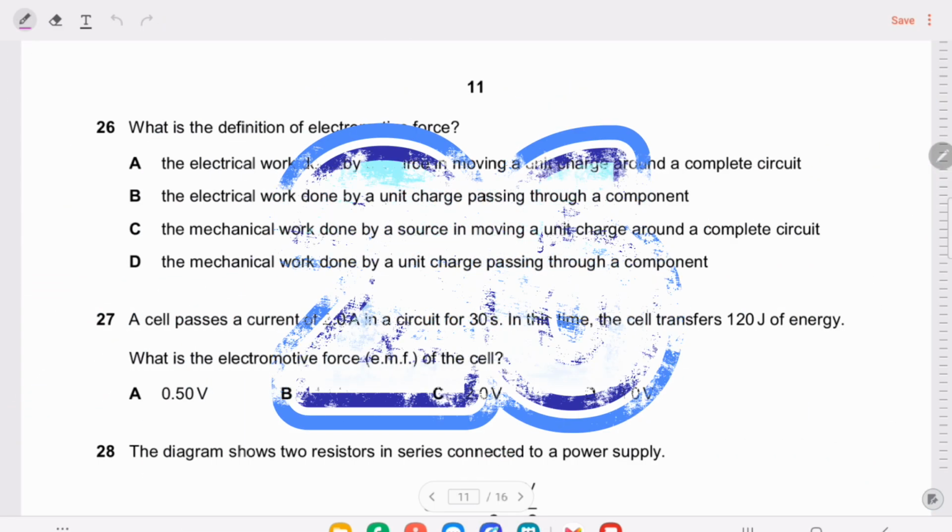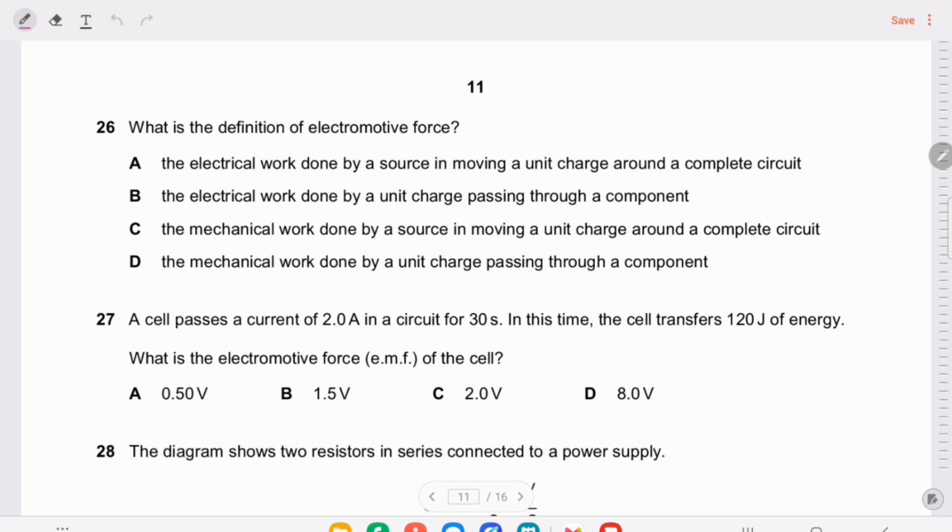What is the definition of electromotive force? The electrical work done by a source in moving a unit charge around a complete circuit. The electrical work done by a unit charge passing through a component. The mechanical work done by a source in moving a unit charge around a complete circuit. The mechanical work done by a unit charge passing through the component. Don't worry about the scary names. This question is actually testing a definition.